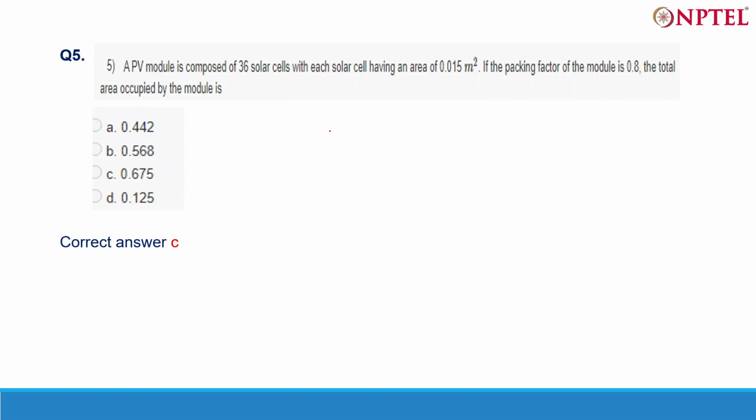Now, a PV module of 36 solar cells, with each solar cell having an area of 0.015 meter square. If the packing factor of the module is 0.8, the total area occupied by the module is, okay. So 36 into 0.15.